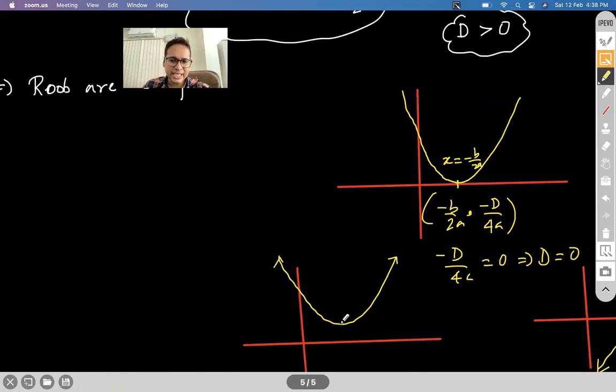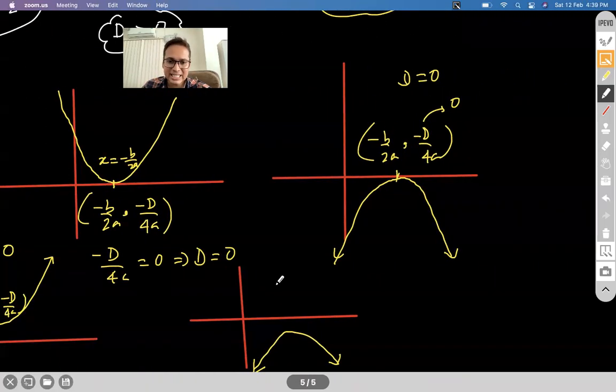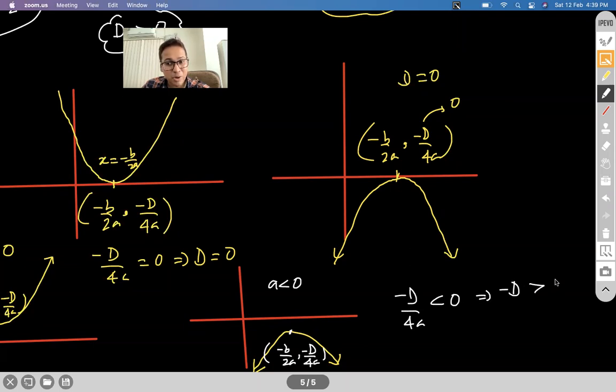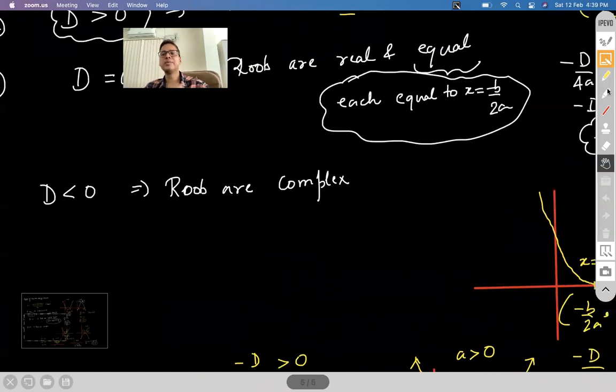So in such situations, what will you say? You will say the vertex of the parabola should be positive in the case where a is greater than zero. That means minus d by 4a should be positive, which means minus d should be positive, which means d is negative, right? In our case, where a is negative, this vertex should be having a y coordinate which is negative, correct? So minus d by 4a should be negative in this case, which means minus d should be positive because 4a is negative, isn't it? If 4a is negative and if you multiply throughout with 4a, your inequality sign will switch, which means d should again be less than zero. So the same condition will arise here also. Your discriminant should be negative if you want your roots to be complex.